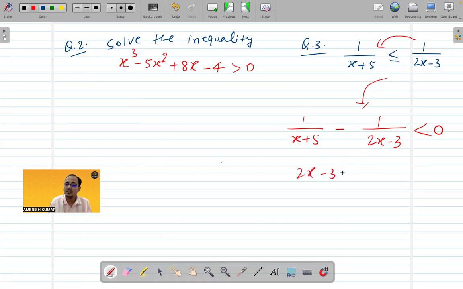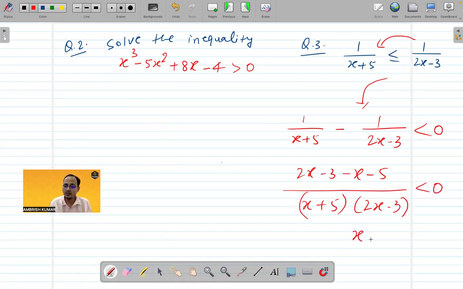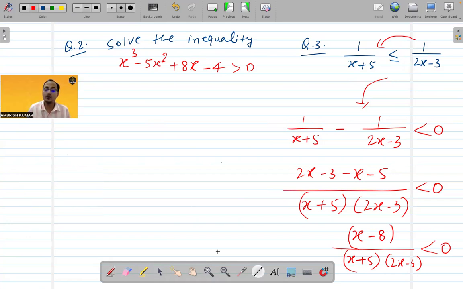So (2x minus 3) minus (x minus 5), over (x plus 5) times (2x minus 3), less than 0. Now 2x minus x, so that finally becomes (x minus 8) by (x plus 5)(2x minus 3) less than 0. Now, what are the factors? x minus 8, x plus 5, 2x minus 3. If you equate all the factors equal to 0, what are the numbers that you will get? So see here, x minus 8, so you would be getting 8, negative 5 and 3 by 2.